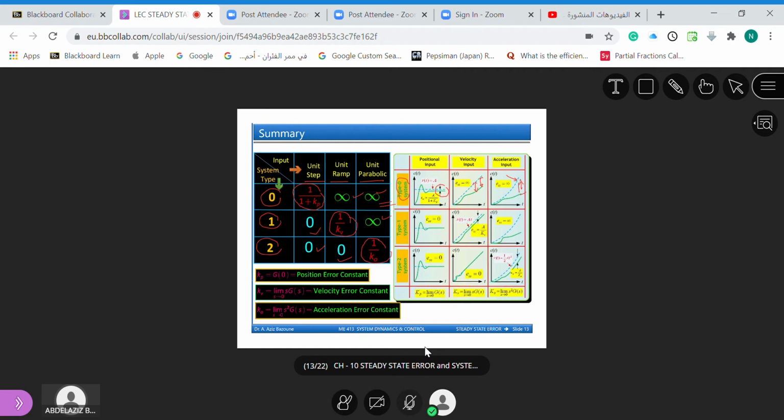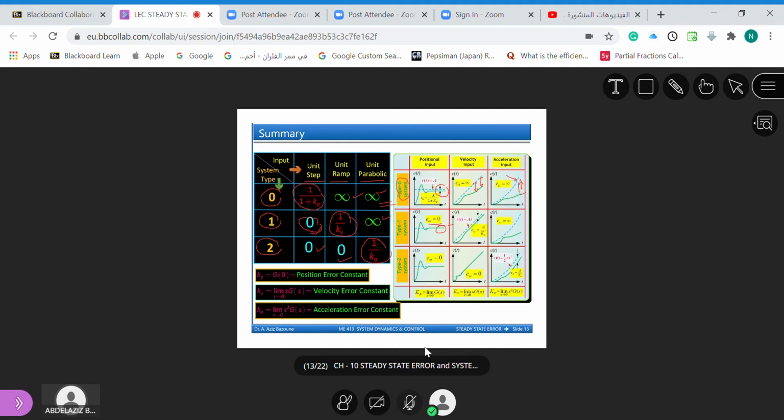We will go to type 1 system. For a type 1 system, the steady state error for a unit step is 0. There is no error; when t goes to infinity, the steady state error will be 0. For a velocity input, it will have a finite value, A over Kv.